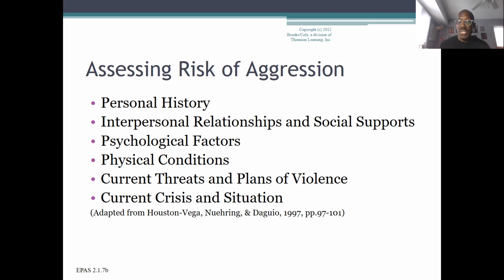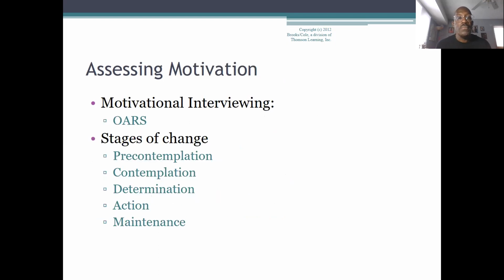So really understanding the risk for aggression is really going to be important for that particular client and their functioning, and it can also play a role in terms of the personal safety for you as a social worker: how you would connect with clients, when, and under what circumstances you would be interfacing with clients who have a history of aggressive behavior.